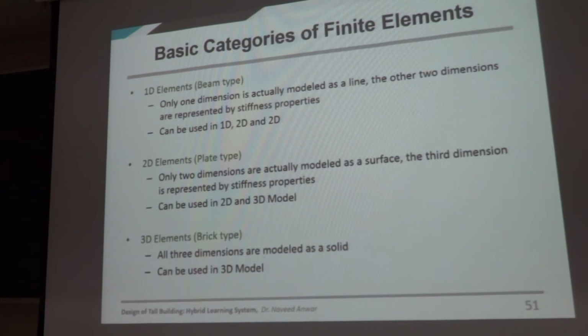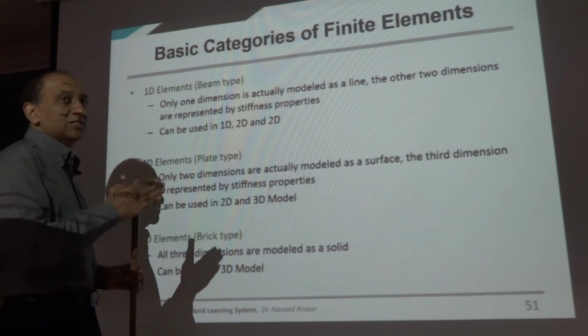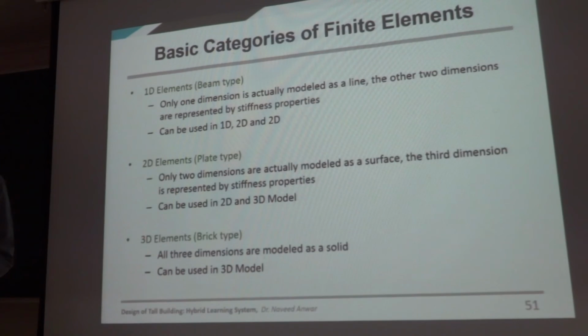You choose to ignore one dimension for any number of reasons, but it doesn't mean that it disappeared, right? So a 1D element can exist in 2D space or 3D space. A 2D element can exist in 2D space or 3D space. A 3D element can only exist in 3D space, obviously, right?